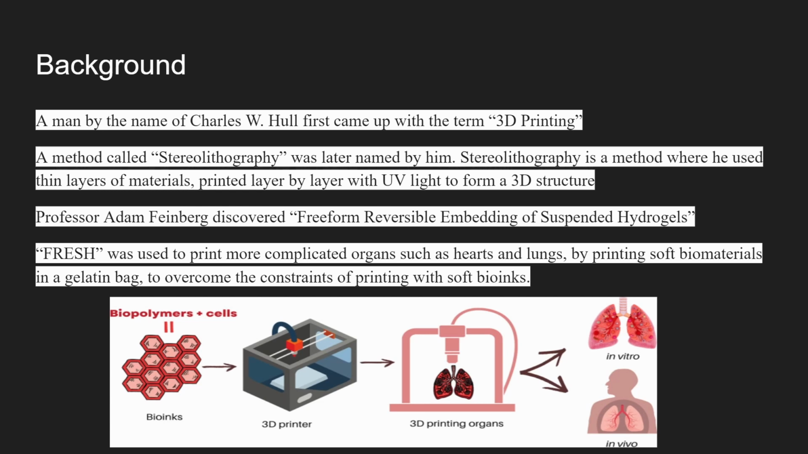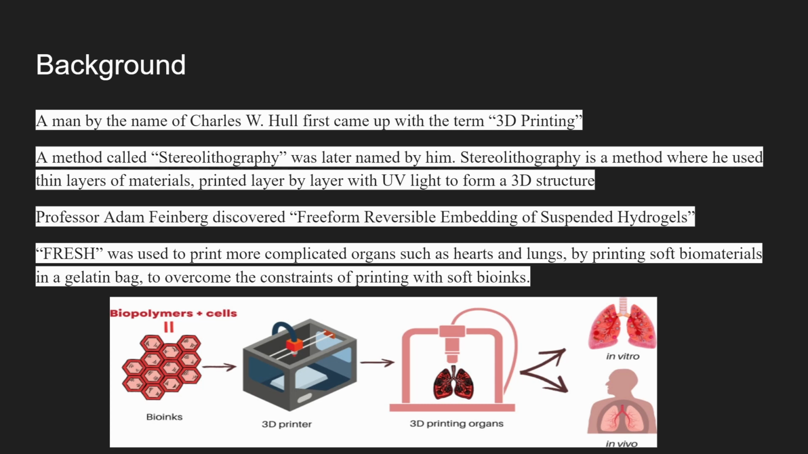Background: a man by the name of Charles W. Hull first came up with the term 3D printing. A method called stereolithography was later named by him. Stereolithography is a method where he used thin layers of materials, printed layer by layer with UV light to form a 3D structure. Professor Adam Feinberg discovered free-form reversible embedding of suspended hydrogels.